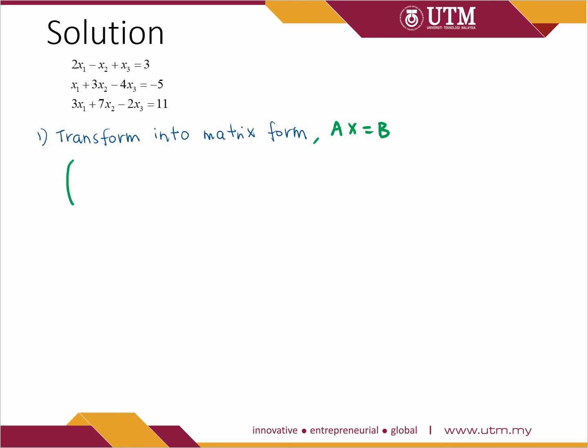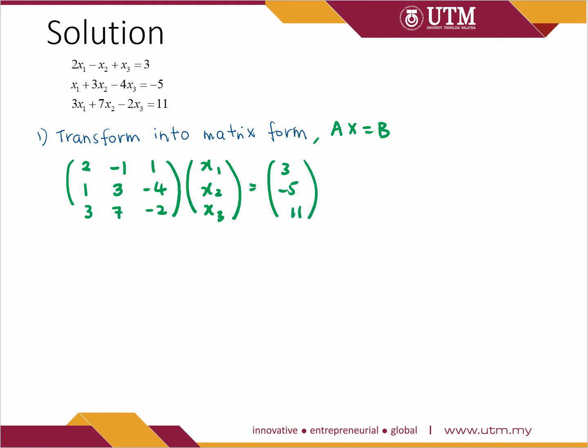So our matrix A is equal to 2, negative 1, 1, 1, 3, negative 4, 3, 7, negative 2. Our x will be the 3 variables x1, x2, and x3. And our matrix B will be 3, negative 5, 11. The next step is to find the determinant of matrix A.